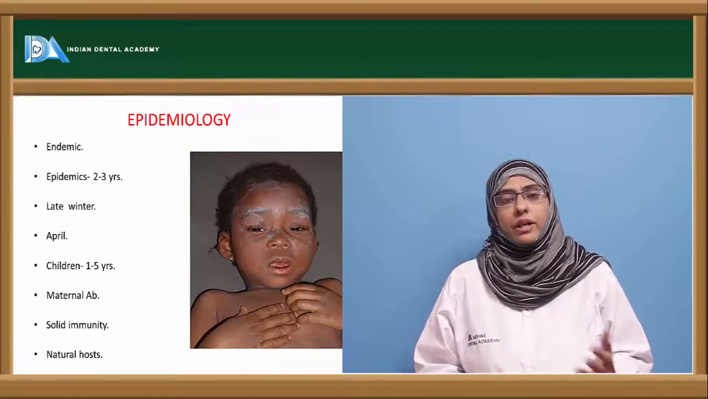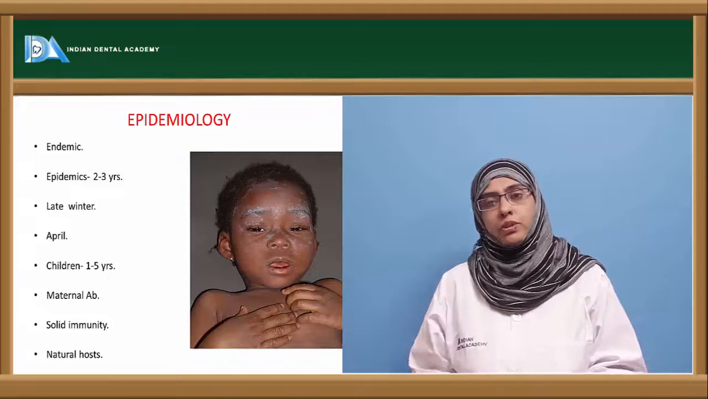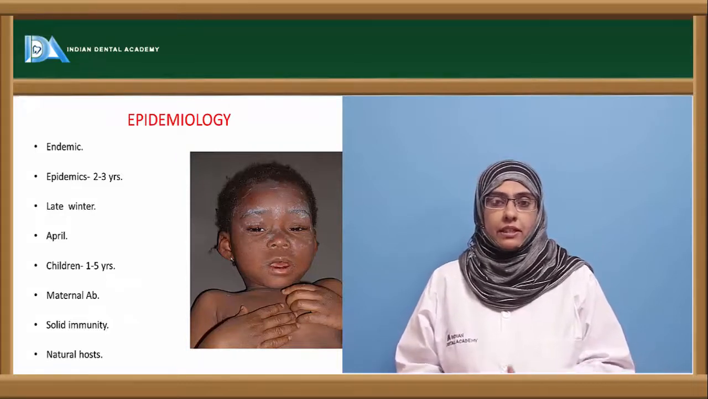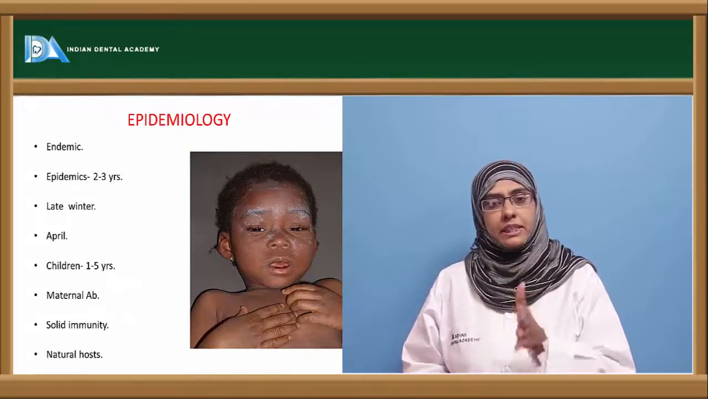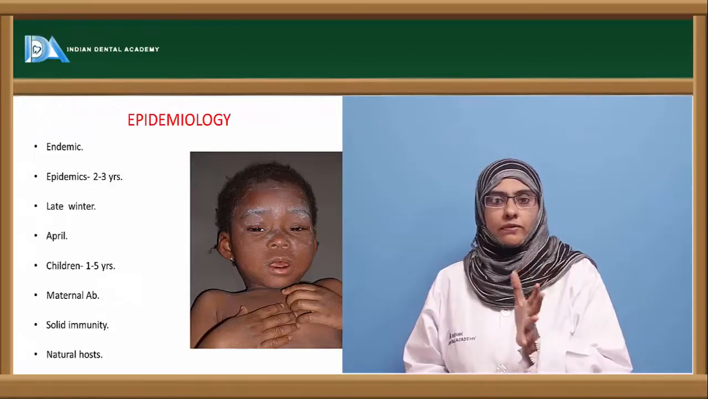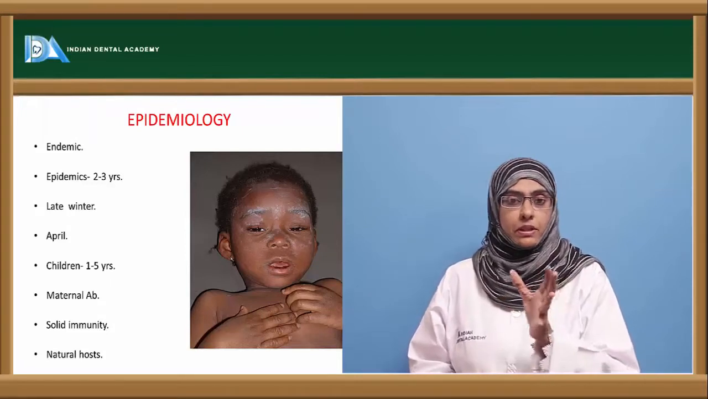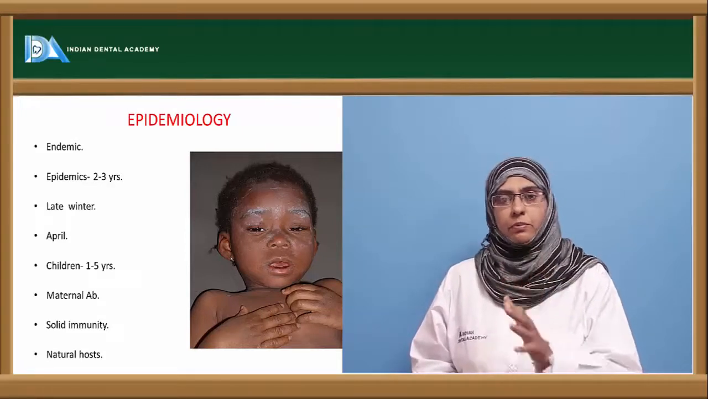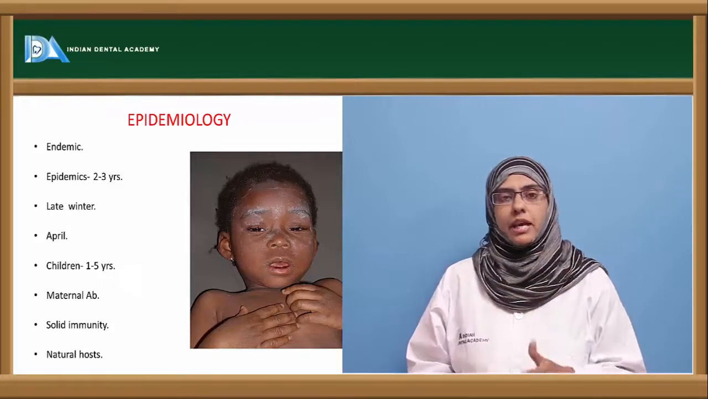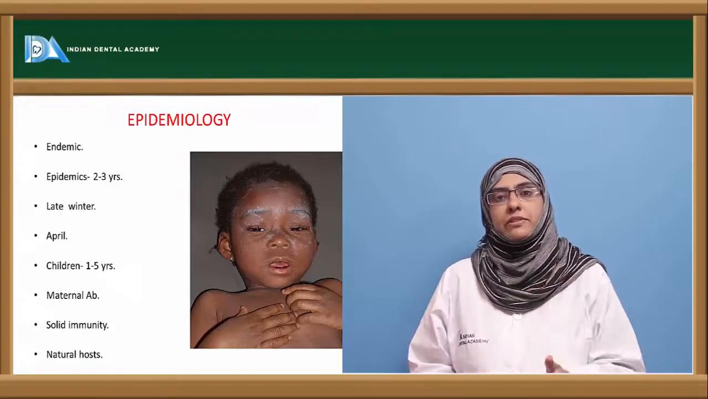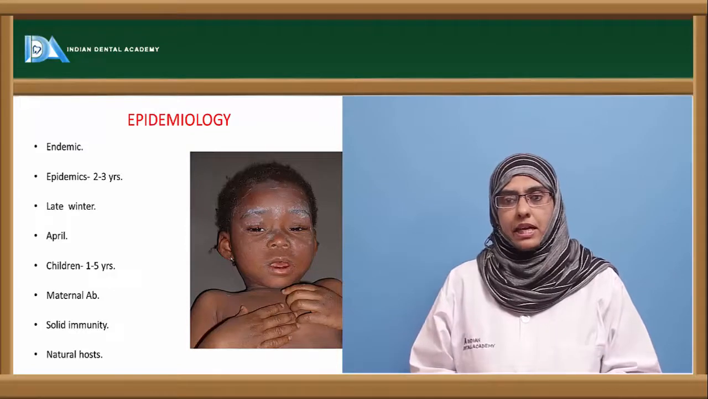Children who are 1 to 5 years old are more prone to this type of infection, and the infection cannot be seen within the first 6 months of the baby's life, because the child is protected with the maternal antibody. That is the natural passive immunization with the mother's antibodies.